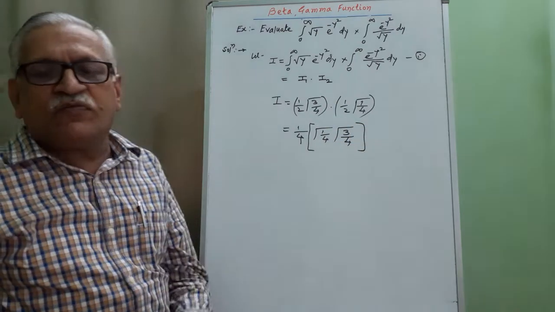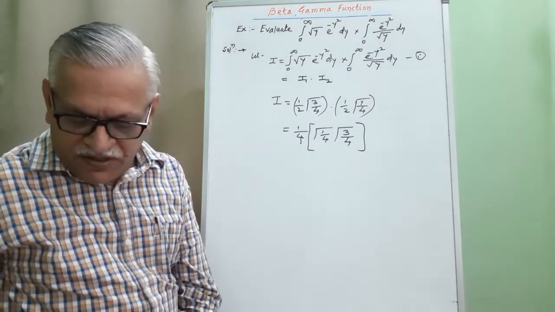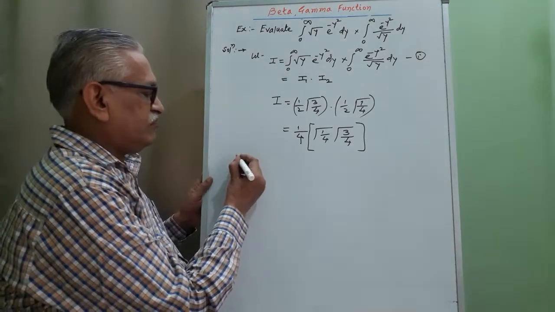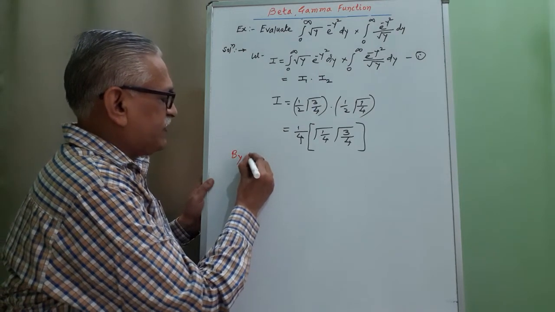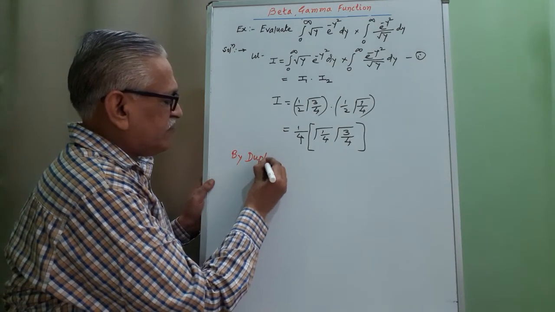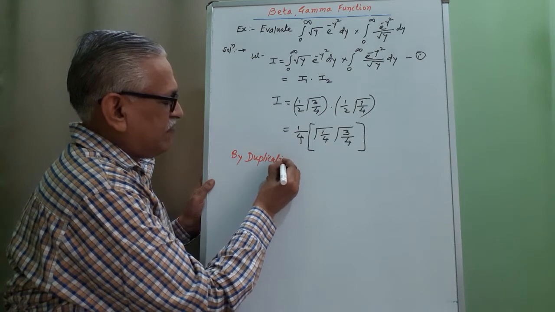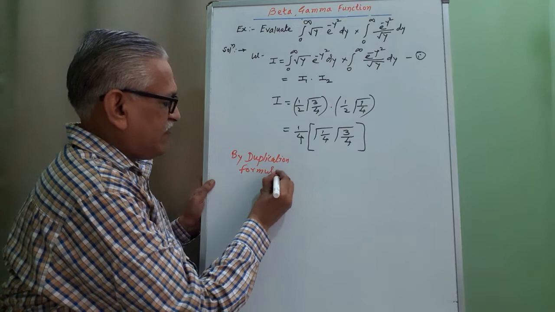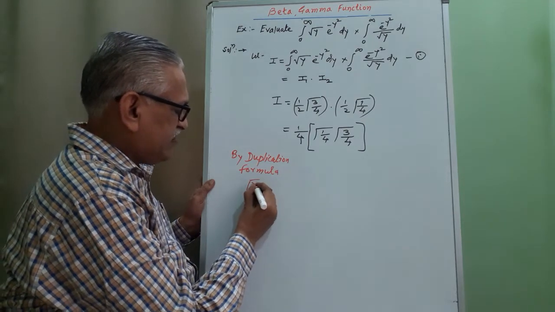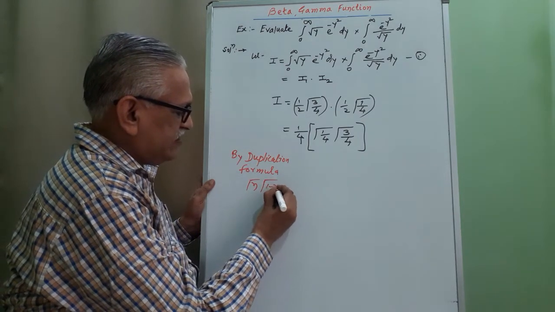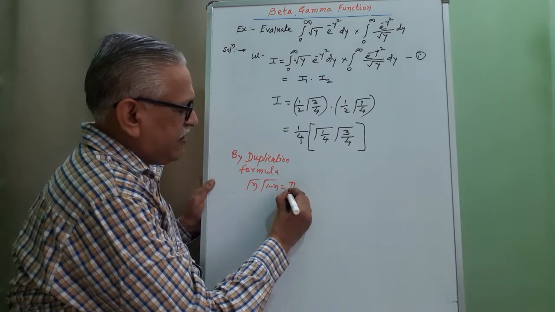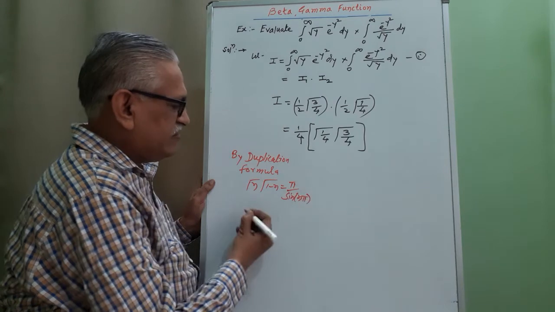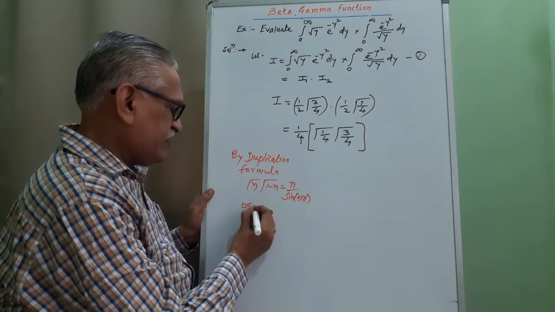And to find the value of this type of product of two gammas, we try to apply a duplication formula. By duplication formula, we have gamma n into gamma 1 minus n is pi divided by sin n pi, when n lies between 0 to 1.